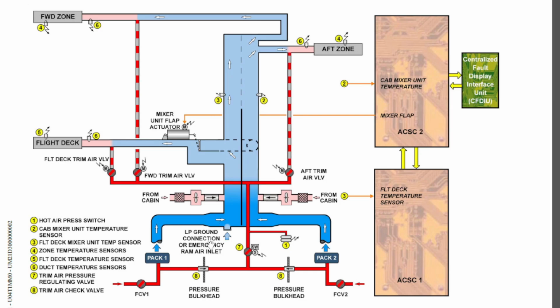Right? And here you have another inlet into the mixer unit. It says LP ground connection or emergency ram air inlet. So this is basically the low pressure ground cart connection. Say you don't have the APU running on ground and you need the air conditioning system. What you can do is use a ground air cart, an LP ground air cart or ground air conditioning cart, and you can connect that hose here. So the mixer unit will get supply from that external ground cart.